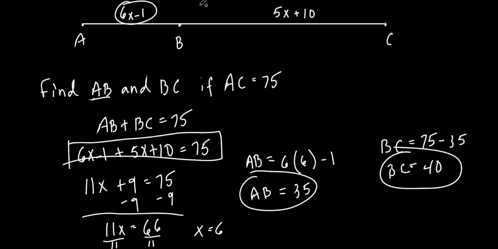But in this situation, you don't know they're equal, but you do know that they add up to be 75. So that's what you do. You add them up, set them equal to 75, put them in there, do your math, solve for X, plug it back in, and you're good to go.